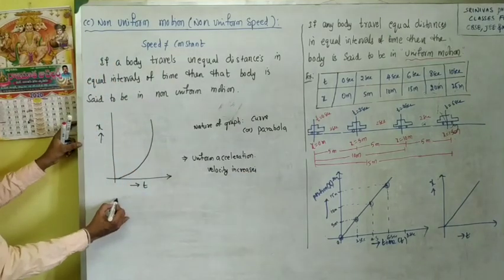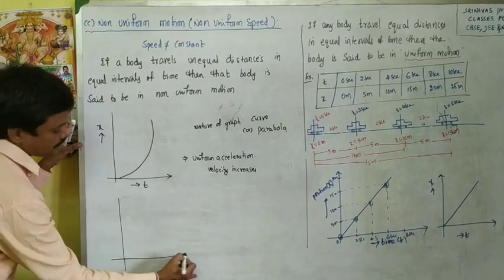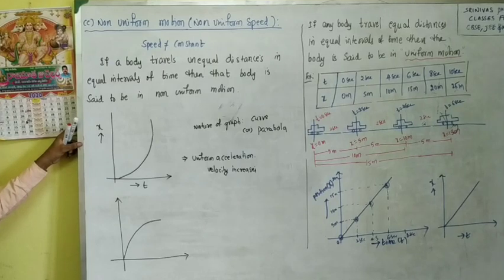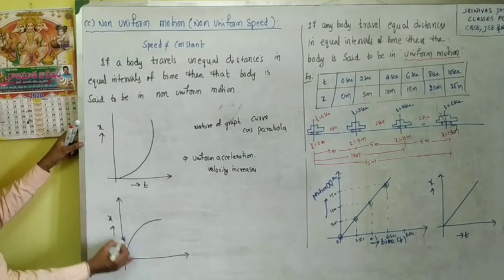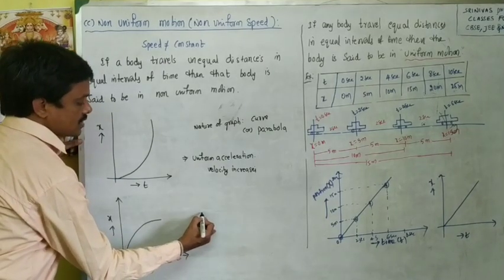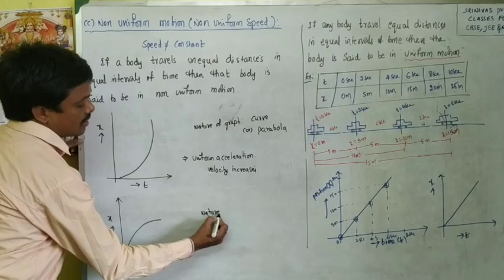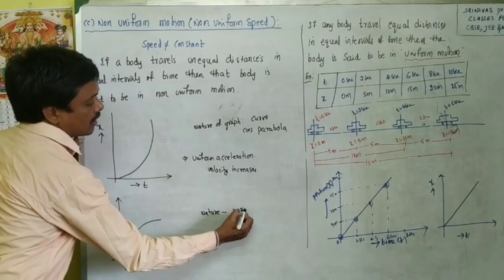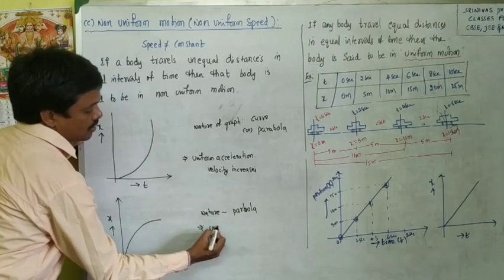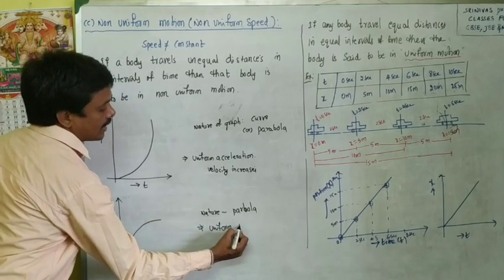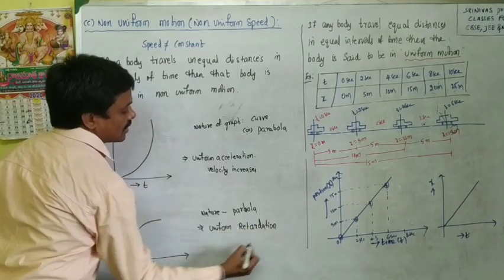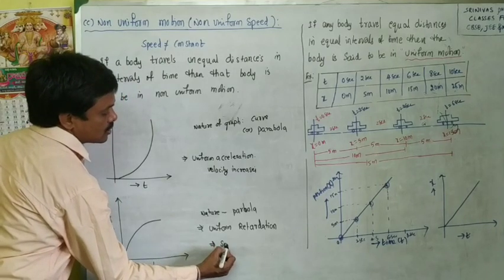And now if the graph we will get like this, and now this is the x and this is the t. This graph is also a parabola in nature, or curve, and this graph indicates uniform retardation. Retardation means what? Negative acceleration. Negative acceleration means speed or velocity decreases.